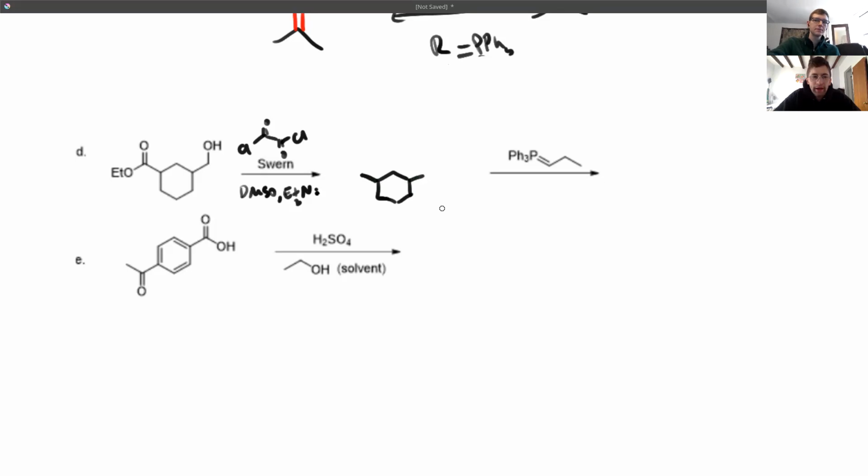So does it replace the carbonyl of that ester with a chlorine? No, it wouldn't do that. No, that would be complicated and there's no need. Okay.